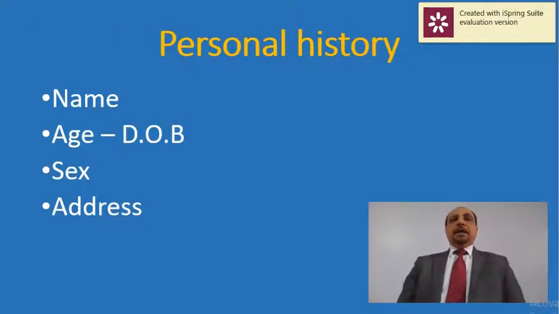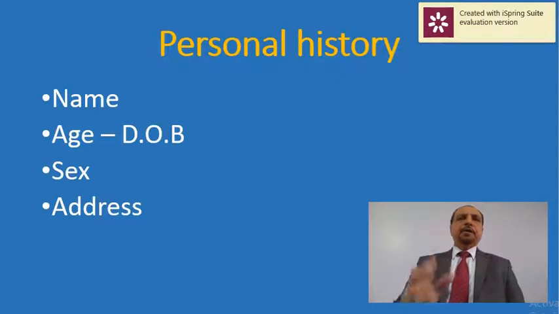We will start the history by taking the personal history. As you know, the personal history contains the name, the age, and we mentioned that date of birth is important, the sex, and the address. Every part of this personal history is important.